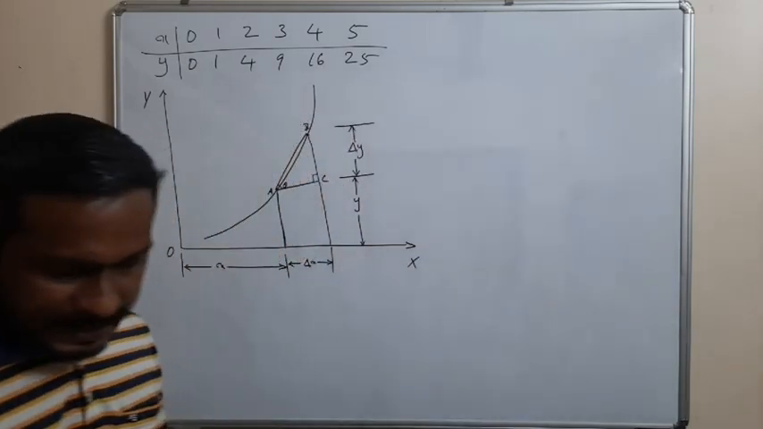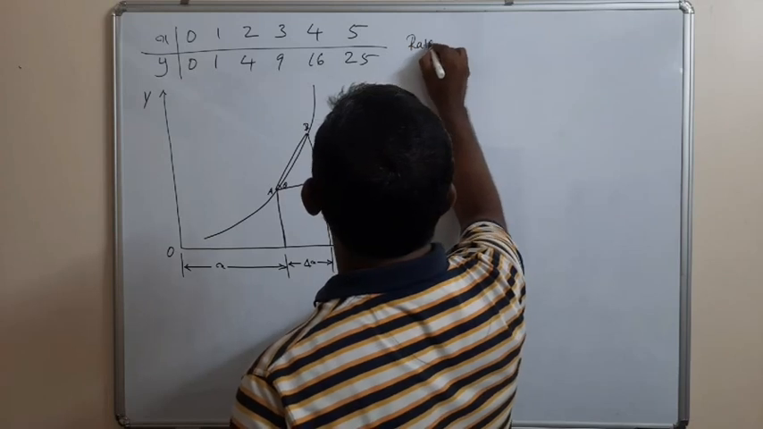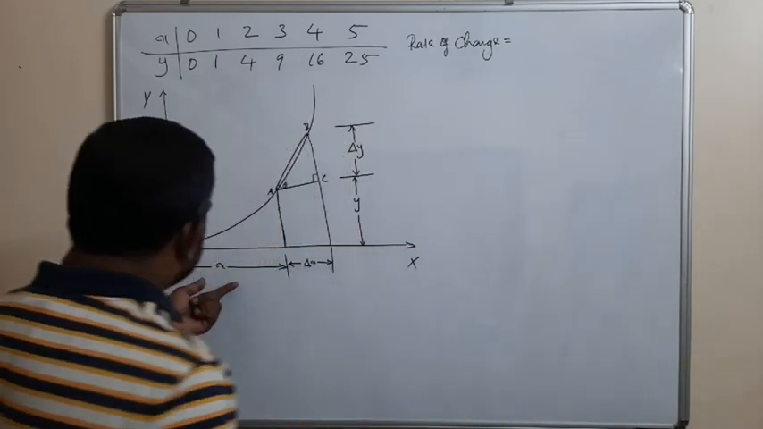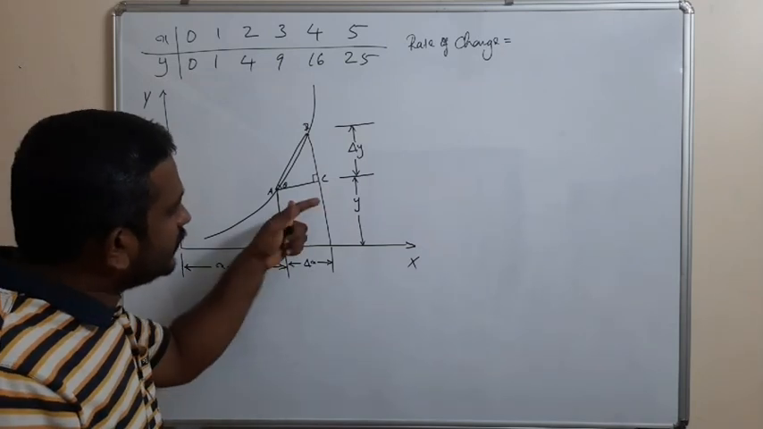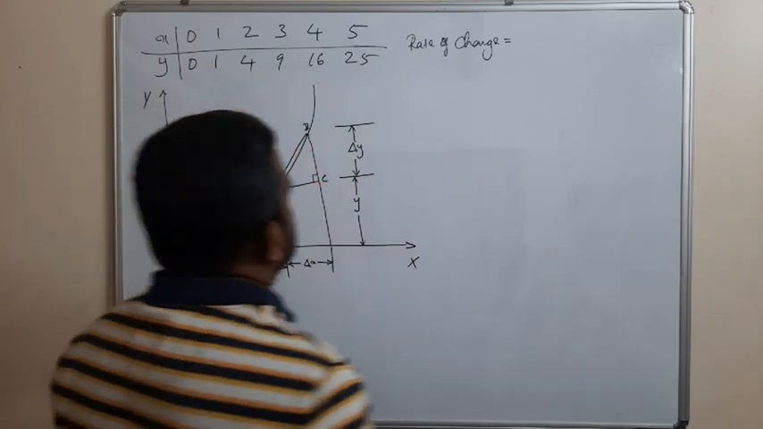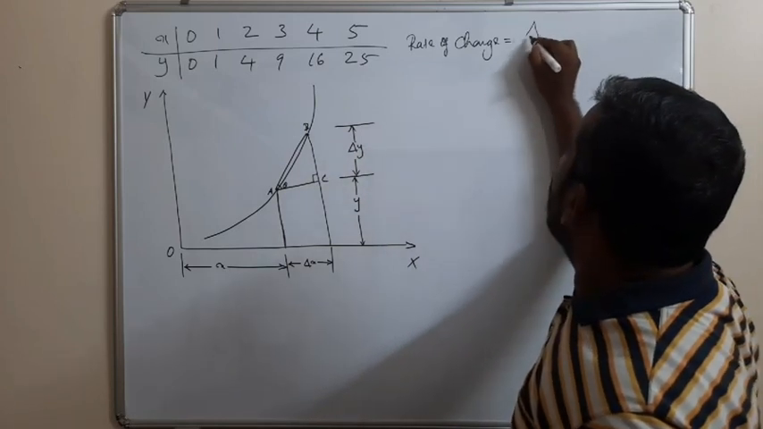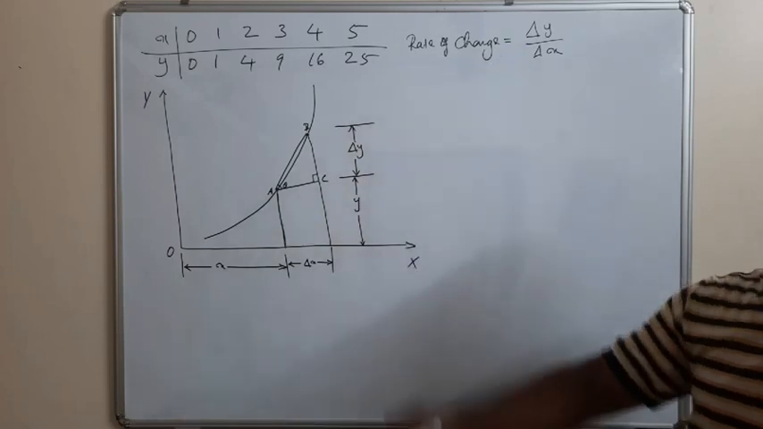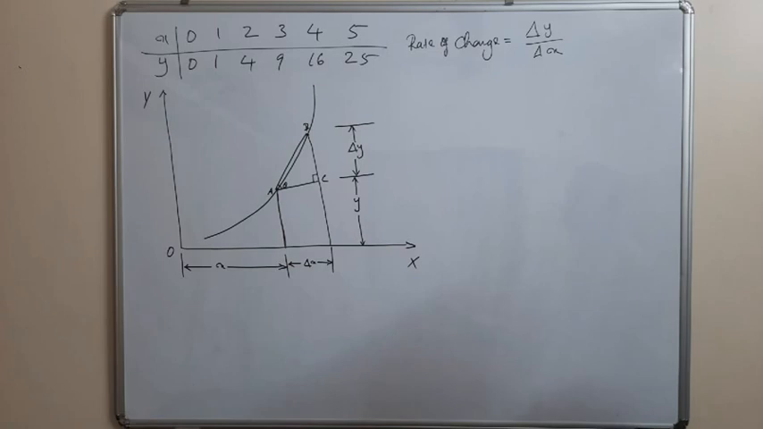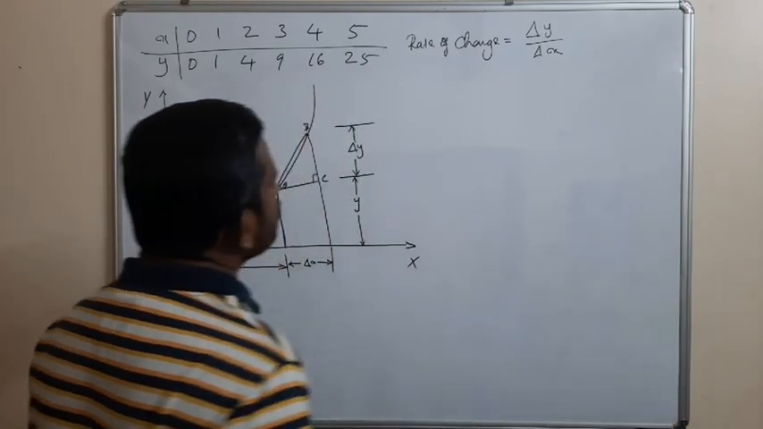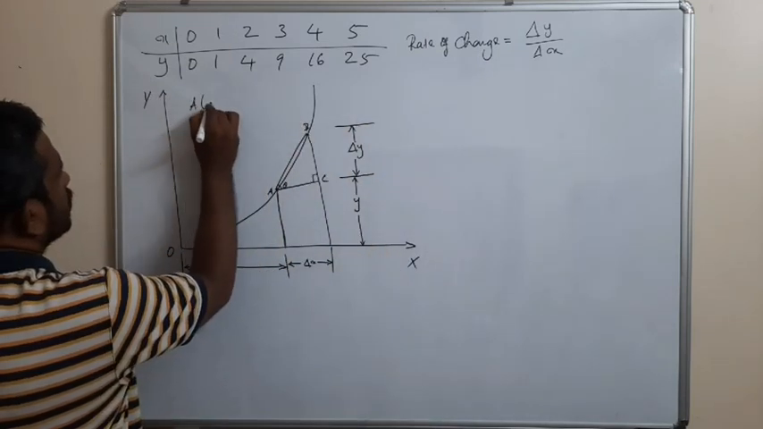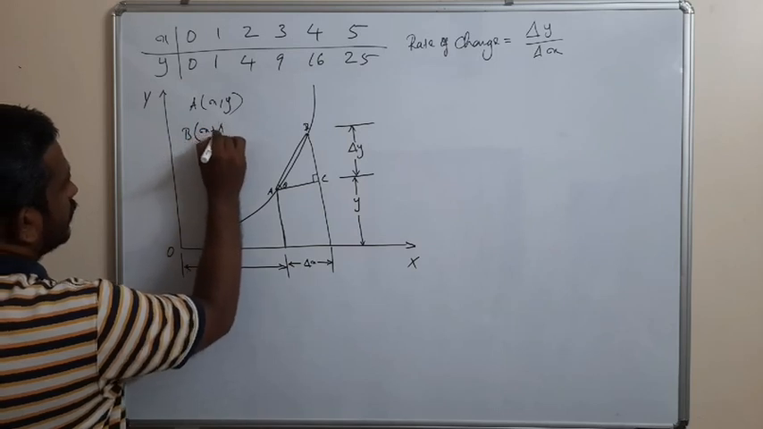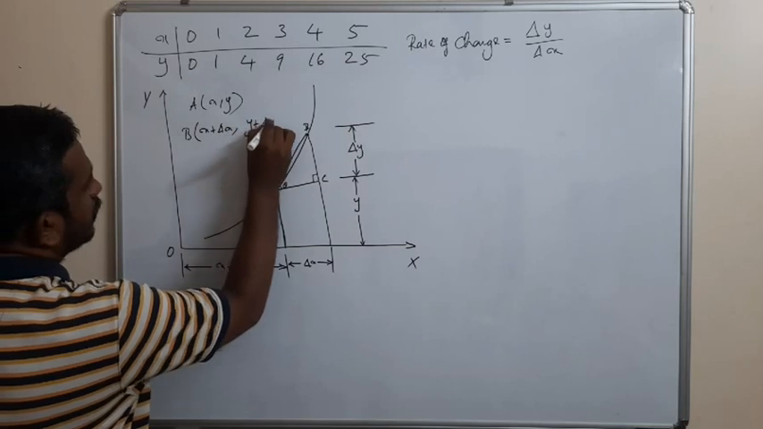Now we are going to define rate of change. If x value is changed by delta x, correspondingly the y value is changed by delta y. The rate of change is defined as delta y by delta x. Delta y by delta x is called the rate of change of y with respect to x. A is a point x comma y. B is a point x plus delta x comma y plus delta y.